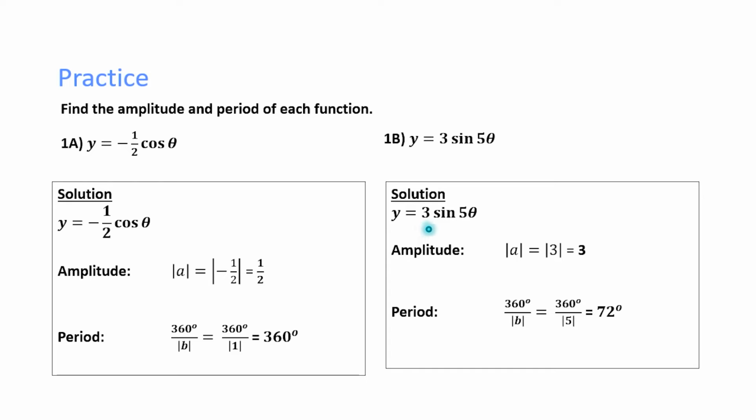A is 3, the absolute value of 3, of course, is 3. And the period is, in this case, 360 degrees divided by the absolute value of 5, because b is 5, and 360 divided by 5 is 72 degrees.